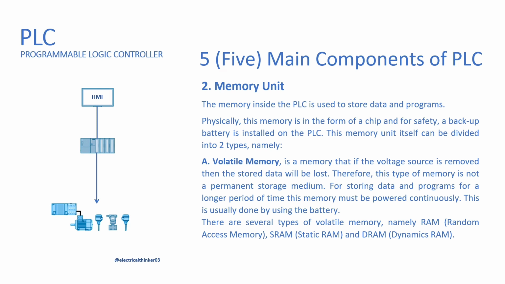volatile memory is a memory that if the voltage source is removed then the stored data will be lost. Therefore, this type of memory is not a permanent storage medium. For storing data and programs for a longer period of time, this memory must be powered continuously. This is usually done by using the battery. There are several types of volatile memory, namely RAM, random access memory, SRAM, static RAM, and DRAM, dynamic RAM.